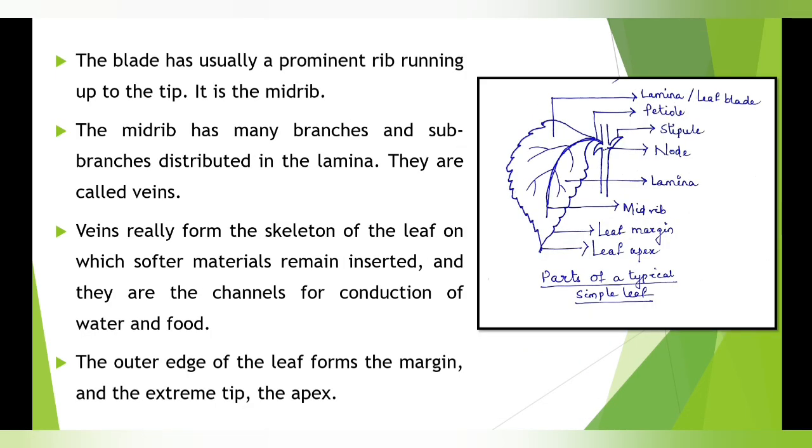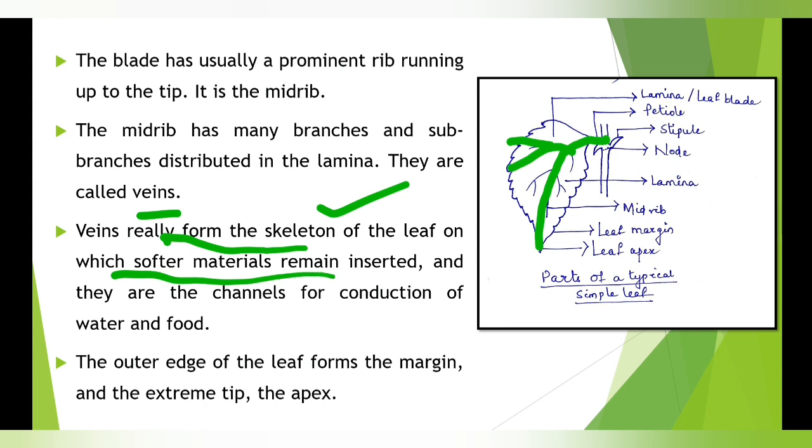Next, the blade usually has a prominent rib running up to the tip, called the midrib. So it is your midrib. The midrib has many branches and sub-branches distributed in the lamina, called veins. Veins form the skeleton of the leaf, which supports the leaf, on which softer material remains inserted, and they are channels for the conduction of water and food.